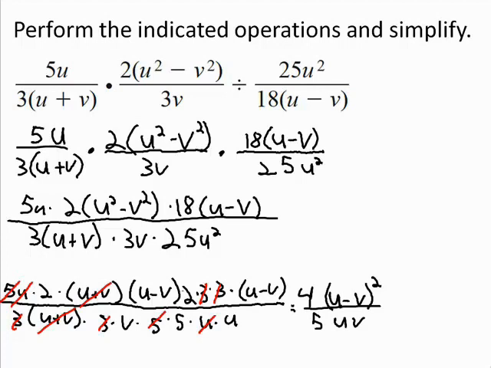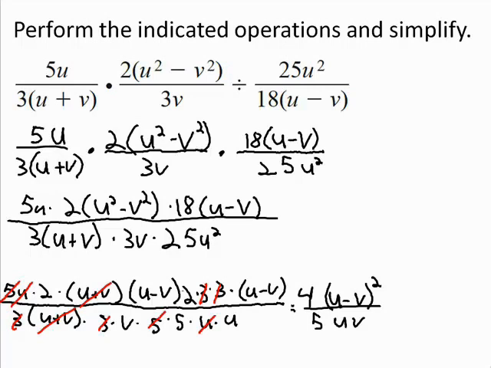This expression has to have the same domain as the original expression. In the original expression, there was a u plus v in the denominator, so u plus v cannot be equal to 0. Also, before inverting the divisor, there was a u minus v in the denominator, so u minus v cannot be equal to 0.